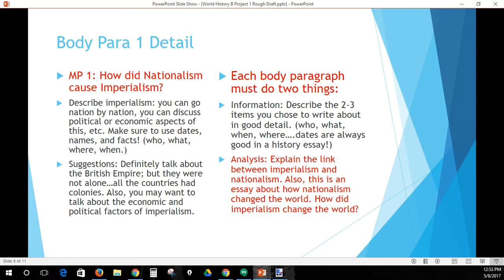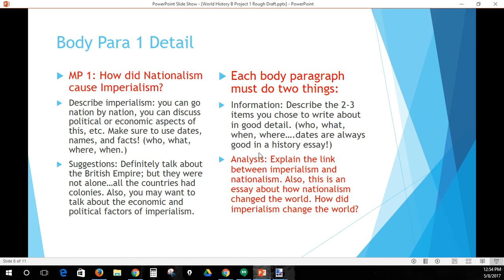So in the imperialism paragraph, you need to describe 2 or 3 aspects of imperialism. You could talk about 2 different countries. You definitely want to talk about the British Empire. Maybe you could talk about how the system worked and how the map of the globe looked differently. But basically, the 2 or 3 items you choose to write about need to give you 3 or 4 sentences. This is the kind of stuff you use Wikipedia for. This is the stuff you use those links I gave you. You go back to the lessons and you want to talk good detail here.